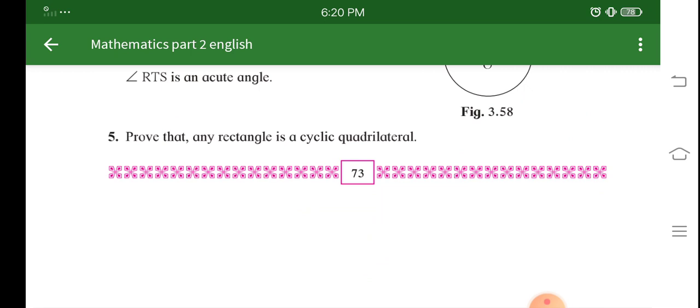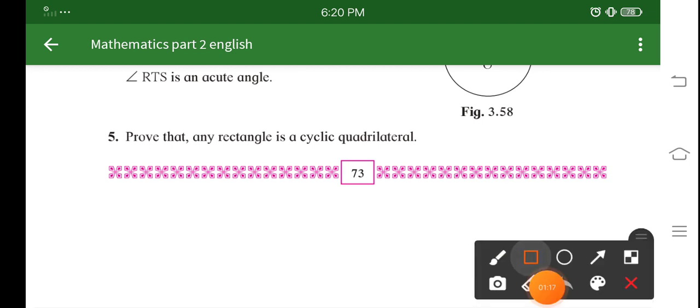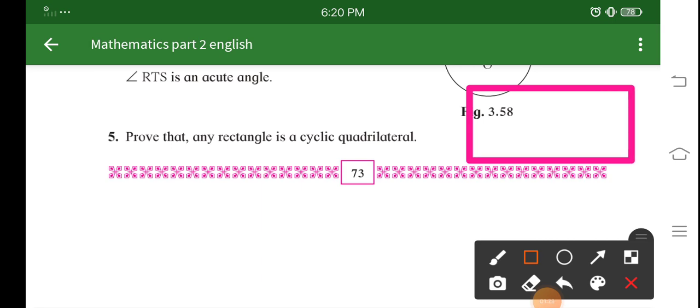They have given a quadrilateral which is a rectangle, and we have to prove that the rectangle is a cyclic quadrilateral. As we know, a rectangle has 90 degree angle measurement, each angle. Each angle is 90 degrees, so with that we can prove it. It is very easy, so let's get started. Suppose this is a rectangle. I'm just drawing the rectangle over here.